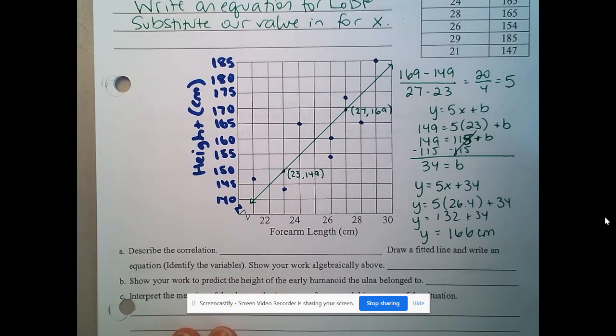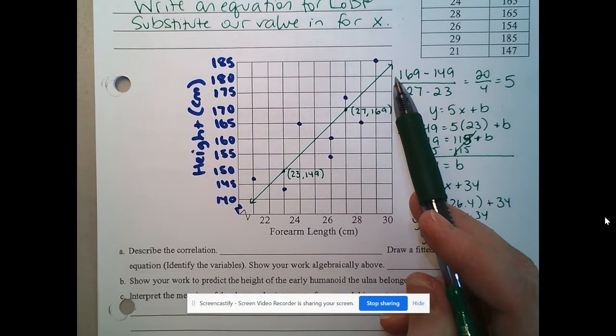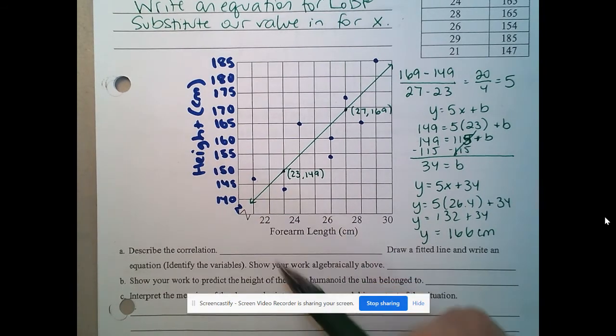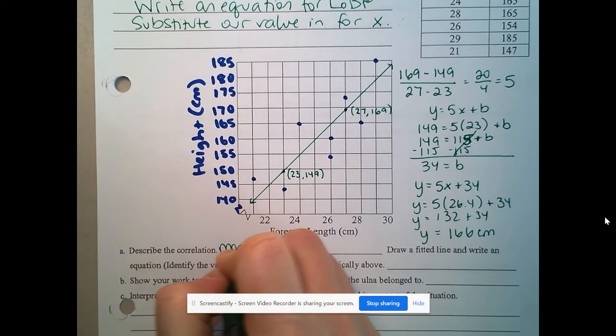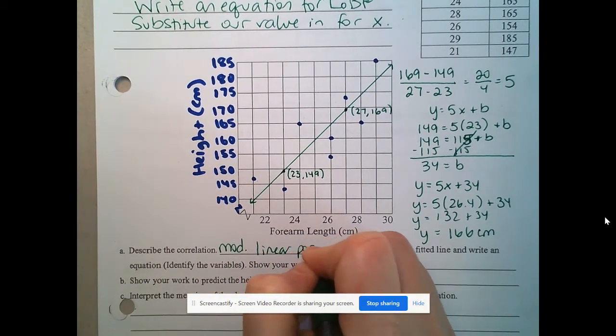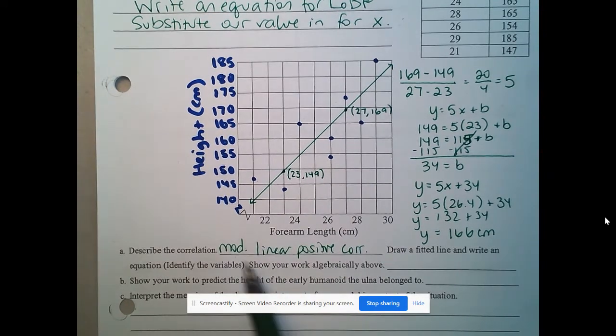166 centimeters tall. If we describe the correlation, we notice that it is pointing in a positive direction, but they are certainly not lined up. So again, this would fall under probably moderate. And it does look like they are pointing in a line and not making some sort of curve. So we would say moderate, linear, positive correlation. And these are all shortened, right? Mod for moderate, linear, positive, and then correlation.